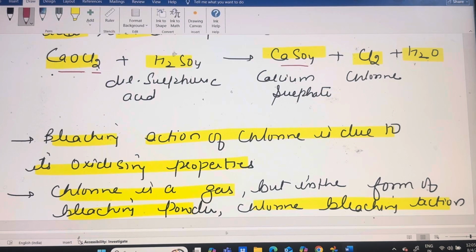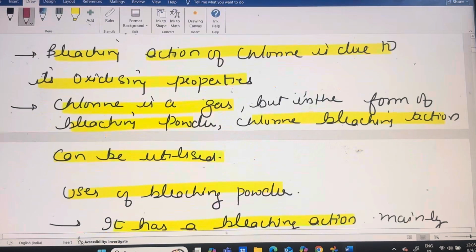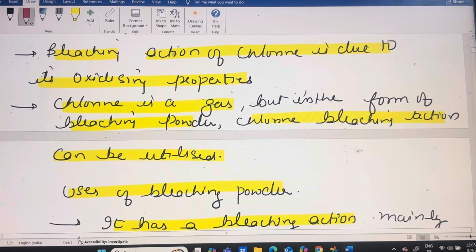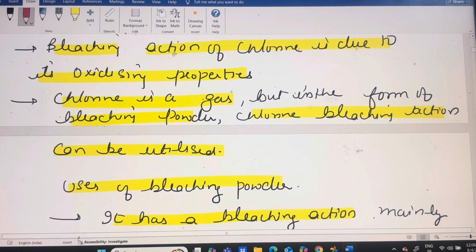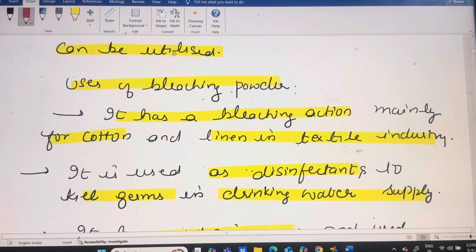And this bleaching powder can be used for various purposes, which I am going to explain later in this slide. So again I am explaining here, the bleaching action of chlorine is due to its oxidizing property. क्योंकि bleaching powder में जो chlorine होता है उसका जो property है bleaching action, it is due to its oxidizing property. And chlorine is a gas, as I already explained, but in the form of bleaching powder, chlorine's bleaching action can be utilized. And what are the uses of bleaching powder?